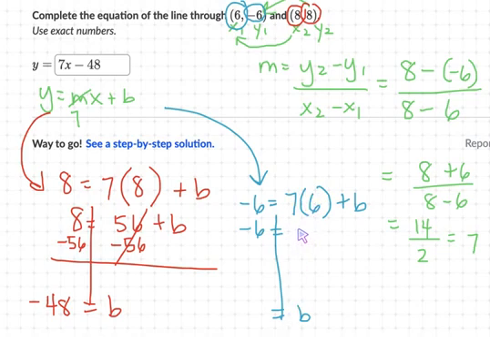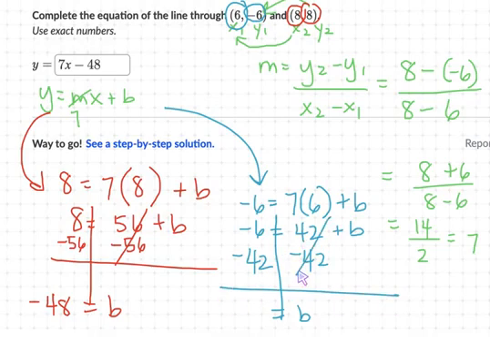7 times 6 is 42. And then to get rid of the 42, we're going to subtract 42 on both sides. So 42 minus 42 is nothing. We end up with b. Negative 6 plus negative 42 is negative 48, because those are two negatives being added together. So it becomes a bigger negative.